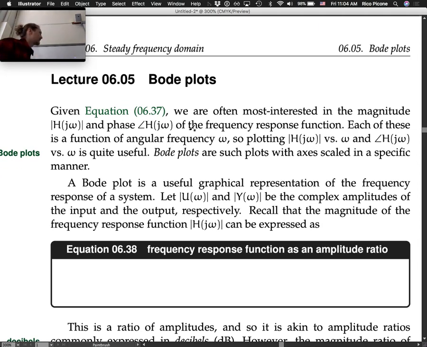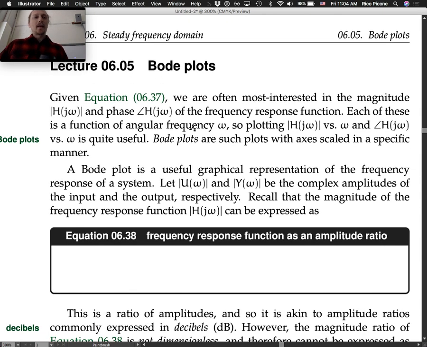Now, 6.5, Bode Plots. And unlike the biology professor, it's Bode. Bode, not Bodie. Robert Bode. Anyways. Given equation 6.37, which I know you guys have all committed to memory, it's the big one. It deserved a box, remember?